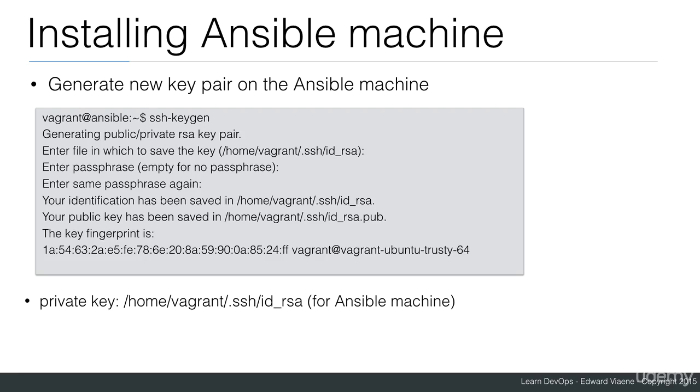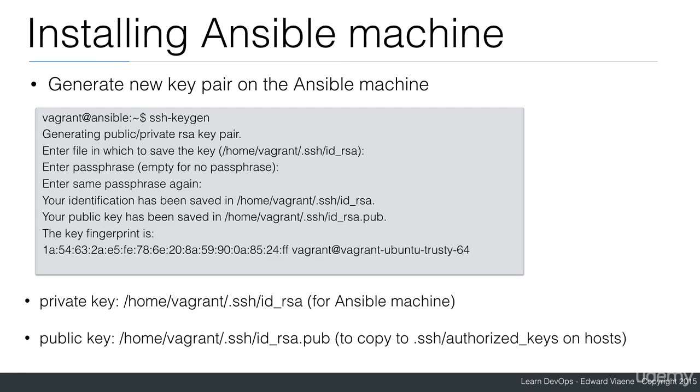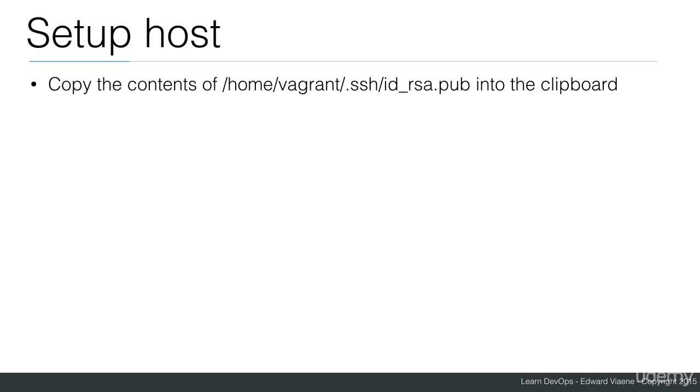The private key is now stored in .ssh/id_rsa on the Ansible machine. The public key is stored in id_rsa.pub. This file is the file we want to copy to .ssh/authorized_keys on the host, and this will enable us to authenticate from the Ansible machine to the host machines. To copy the file to the host, our web server, copy the contents of id_rsa.pub to the clipboard. It's just one line of text.